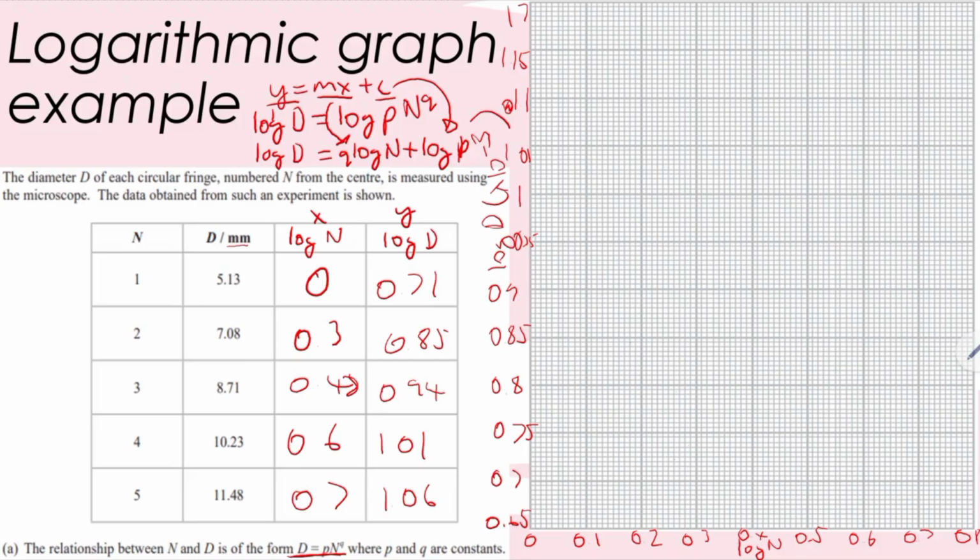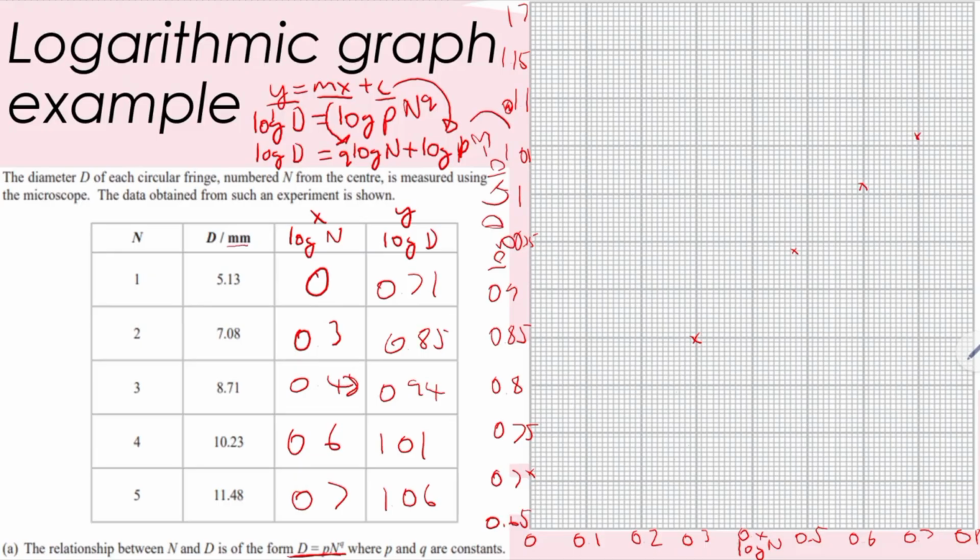So 0 and 0.71 is going to be somewhere here. 0.3 and 0.85 is going to be there. 0.48 and 0.94 is going to be here. 0.6 and 1.01 is going to be here. And 0.7 and 1.06 is going to be here.